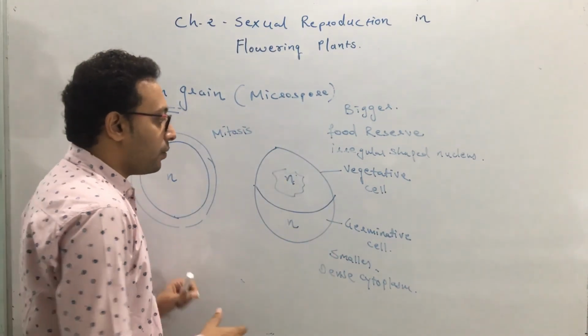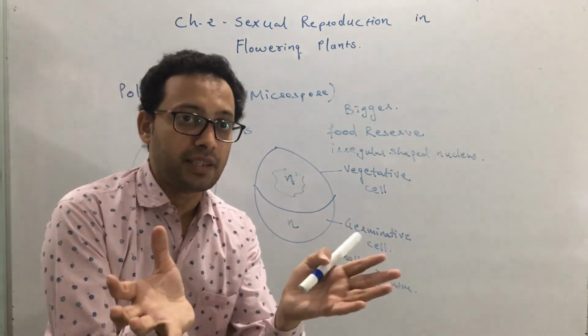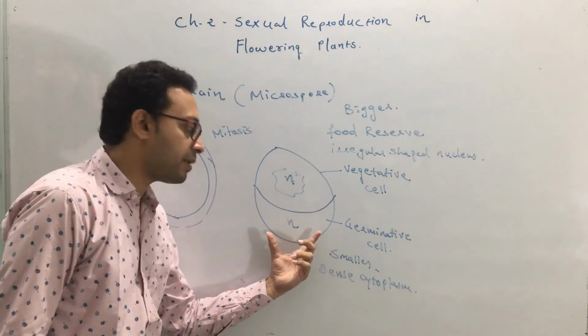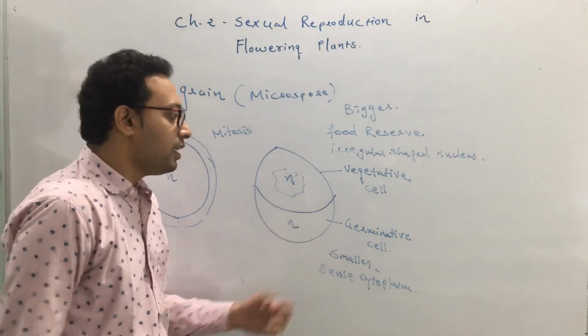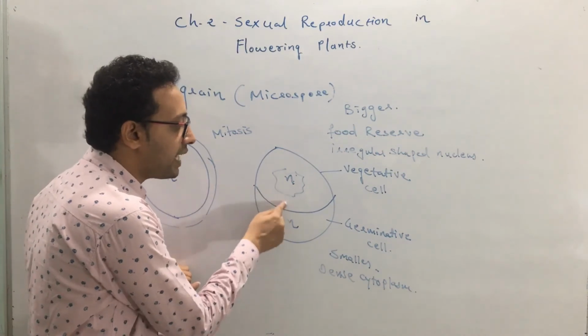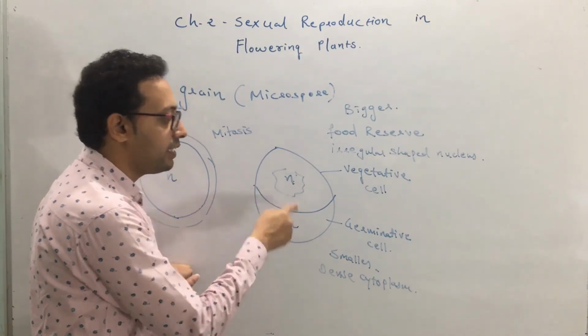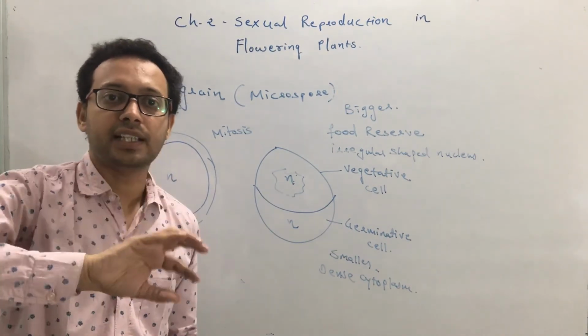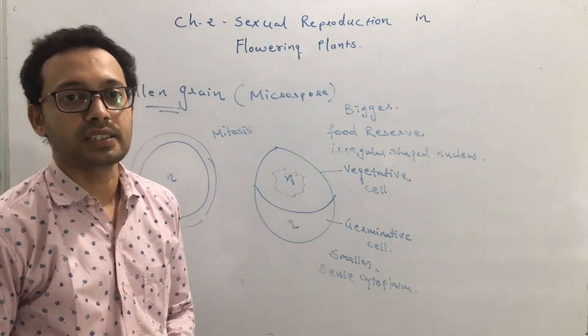Now the pollen grain gets released from the anther. Usually in 60% of angiosperm plants, the pollen grain is released at this stage. Means it's a two cell stage: one is the vegetative cell and the other is the germinative cell. At that time the pollen grain gets released.